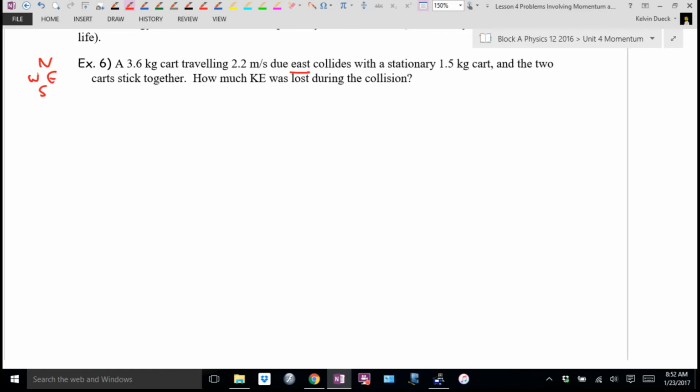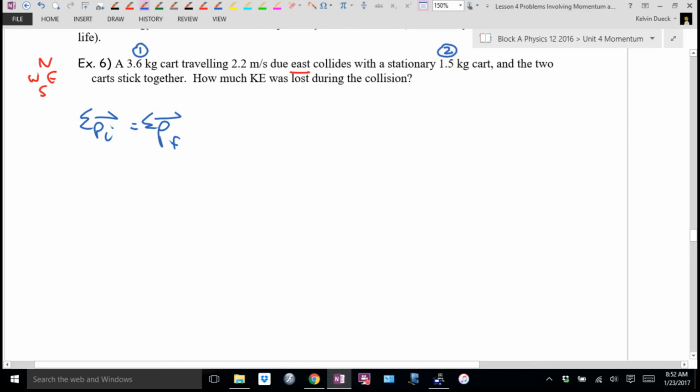I think the first thing I want to do here is analyze the collision. I'm going to start out by saying the sum of all the momentum before equals the sum of all the momentum after. I'm going to call the 3.6 kilogram cart, cart 1, and I'll call the 1.5 kilogram cart, cart 2. Before the collision, what was moving? Cart 1. So I'm going to have the momentum of cart 1, initial. The second one was stationary.